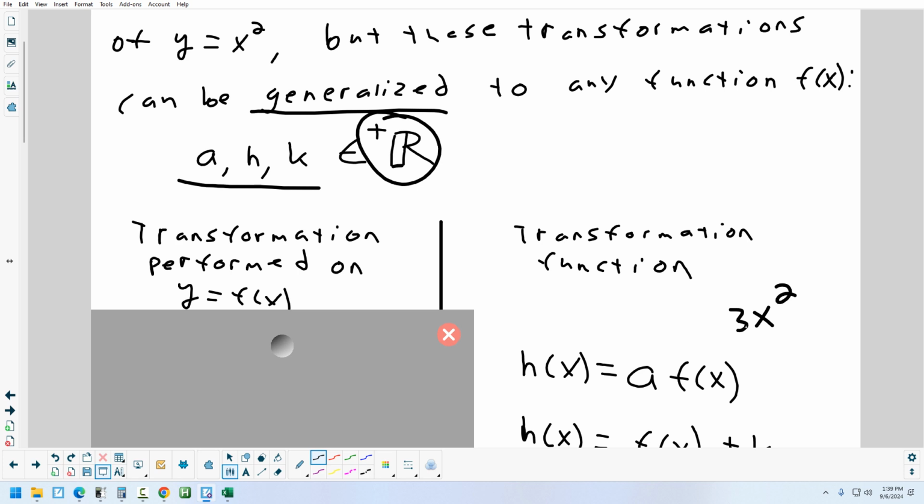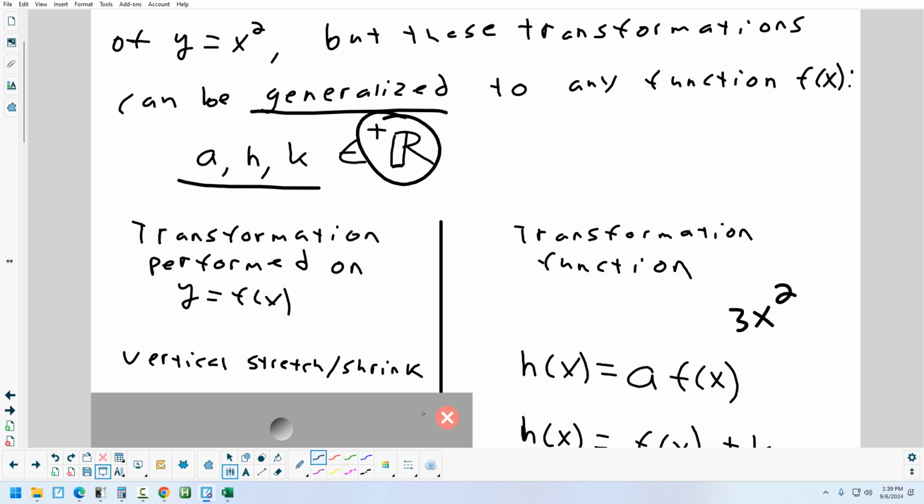Yep, that's a stretch. And what kind of stretch? By the factor of 3. Which way? Vertical. Yep. So that is the formula for a vertical stretch, or it could be a shrink if A was a smaller number. Multiplying by a number in front, that's a stretch or a shrink vertically.